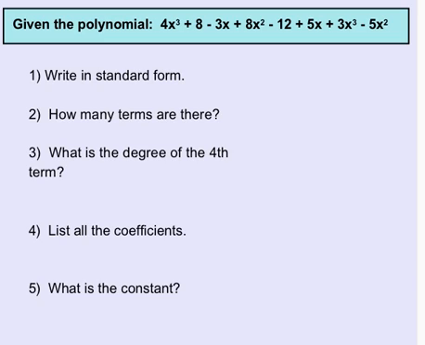Writing in standard form. So this is how I do this. We have the polynomial, 4x cubed plus 8 minus 3x plus 8 squared minus 12 plus 5x plus 3x squared minus 5x squared. Here's what I do. It says to write in standard form.